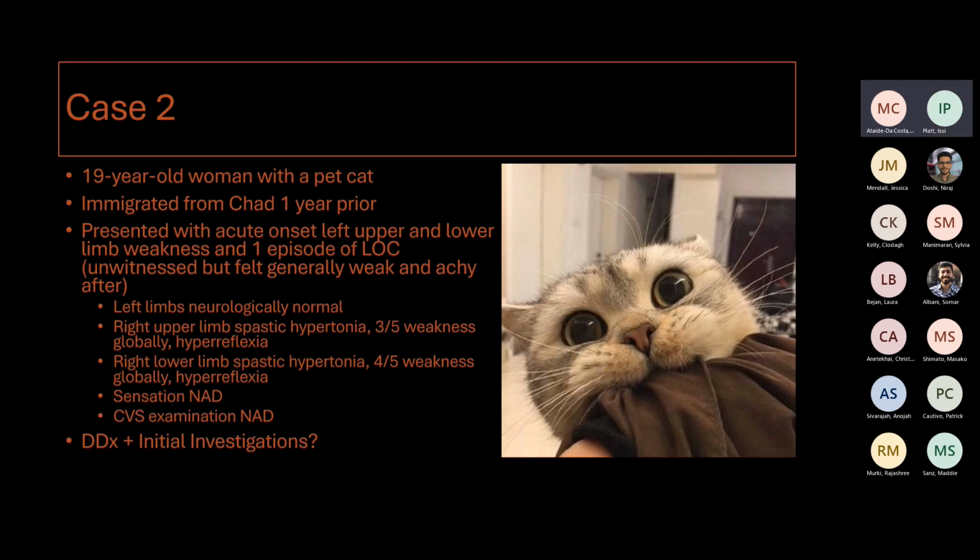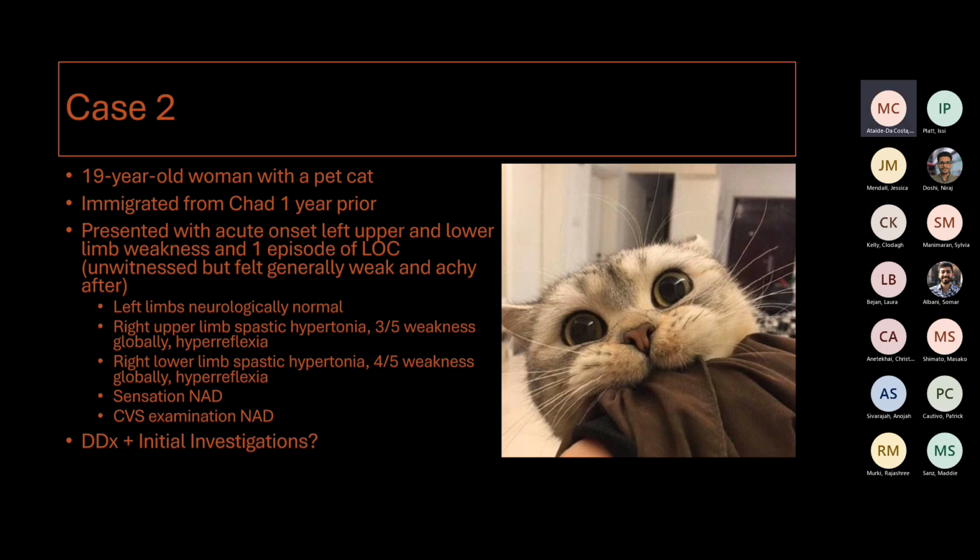The Q case. This is based off a case that I actually saw as well. This is a very interesting case. So, lovely. Fine. So this was a very nice 19-year-old lady who had immigrated from Chad, and she had a pet cat. And one day she woke up and she was just unable to move her left upper limb and her left lower limb.